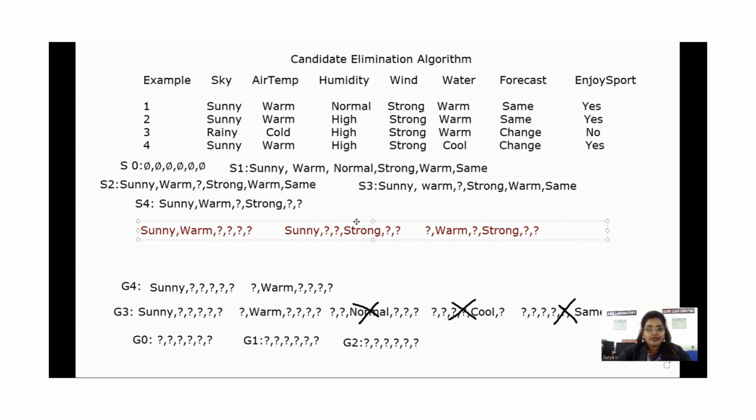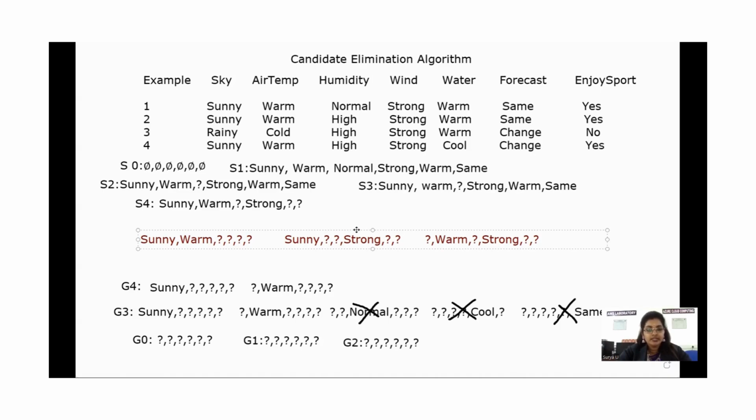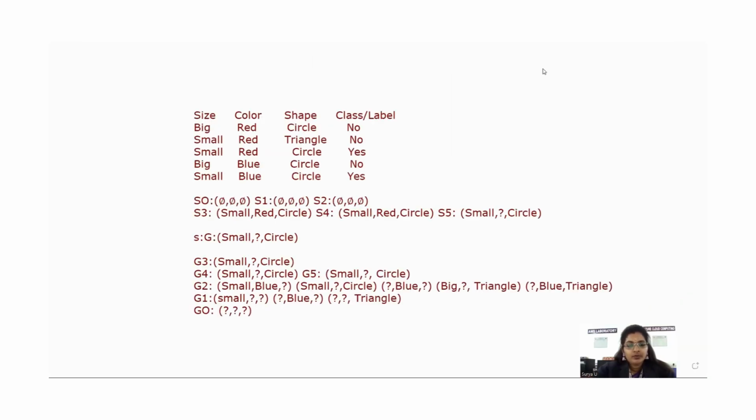Now this is called your consistent hypothesis. Finally, this is the answer. This is called your consistent hypothesis. Okay, now let's discuss another example. I have given here three columns: size, color, and shape, and the class labels as well.